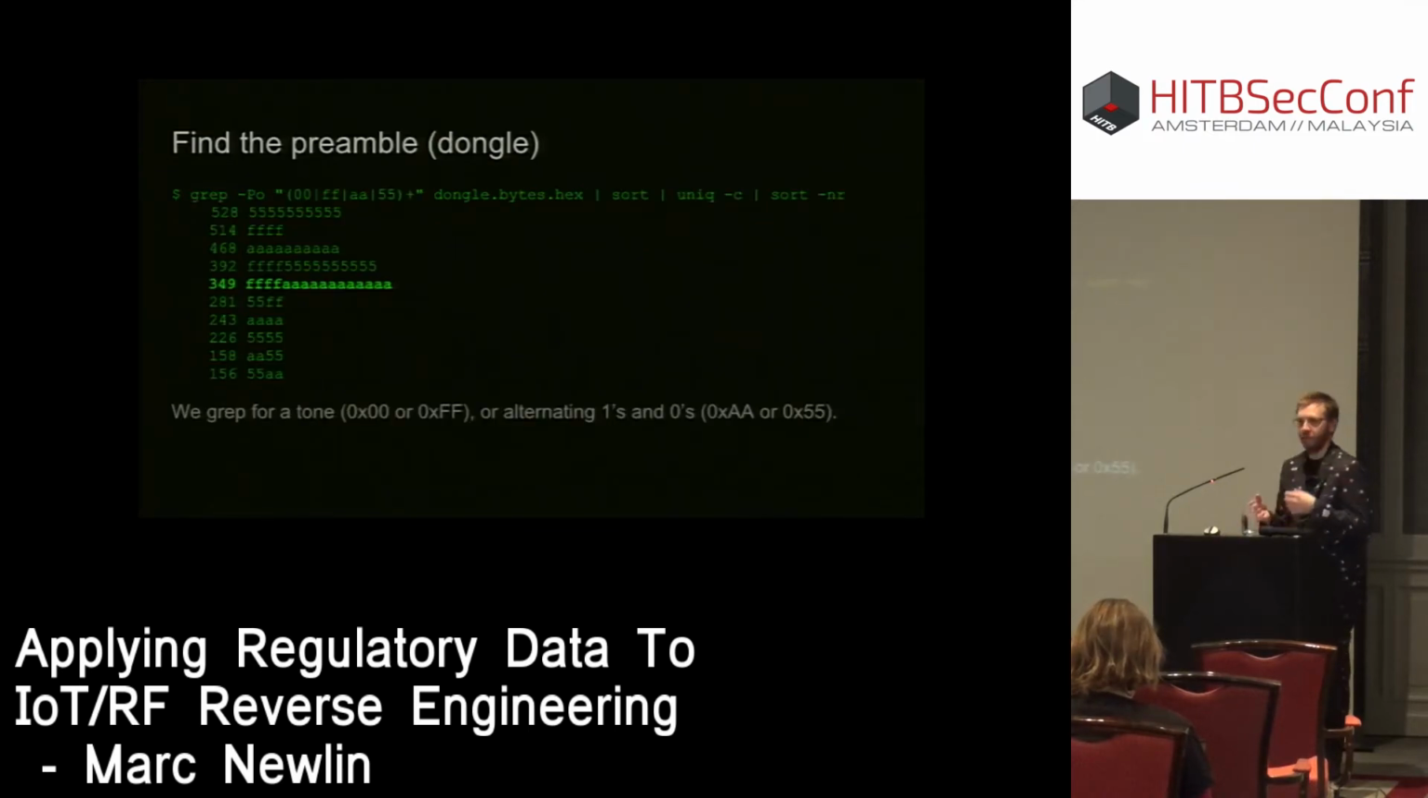A preamble is often going to be a tone, which would show up as 00 or FF hex bytes. It also might be alternating ones and zeros, which shows up as AA or 55 hex characters. So we start by simply grepping for repeated sequences of those characters and seeing what shows up in a repeated manner. In this case, we have 4F followed by 12 A's, which is the longest repeated sequence and shows up quite a few times. So we can make an assumption that that is likely the preamble that the dongle is sending out with its sync packets. We don't know that for sure, but it's probably a safe assumption.